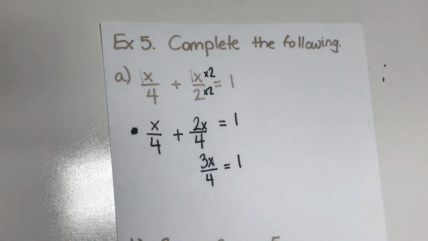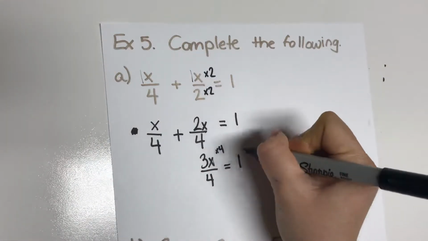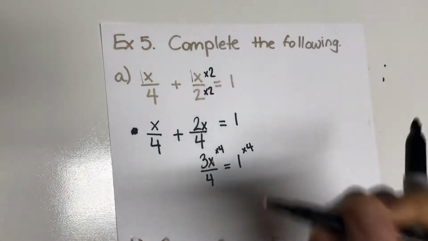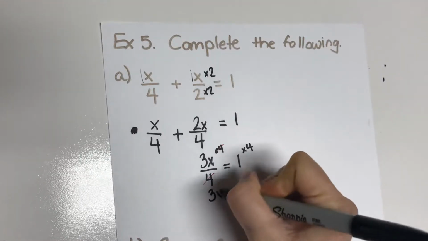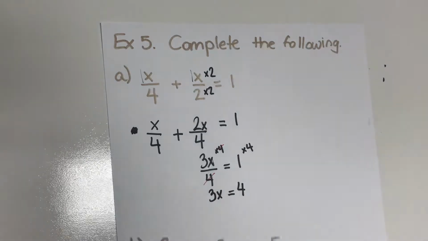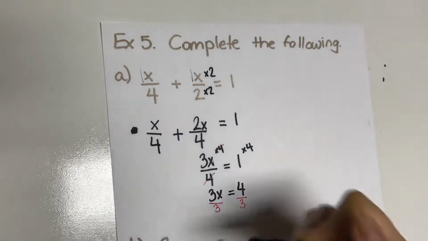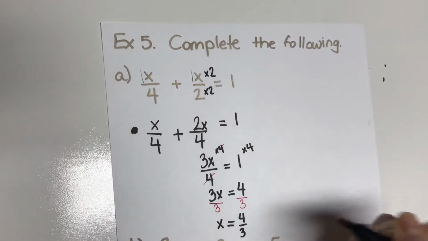To get rid of the 4, I'm going to do the opposite operation. So the opposite of dividing by 4 is multiplying by 4. So I'm going to multiply both sides by 4 because these 4's are going to cancel out by doing so. And I'm left with 3x is equal to 4. Now the opposite of multiplying by 3 is dividing by 3, so I'm going to divide both sides by 3. And I'm left with x is equal to 4 over 3.